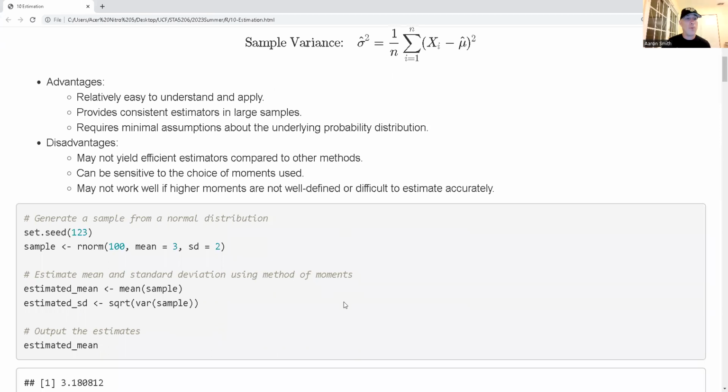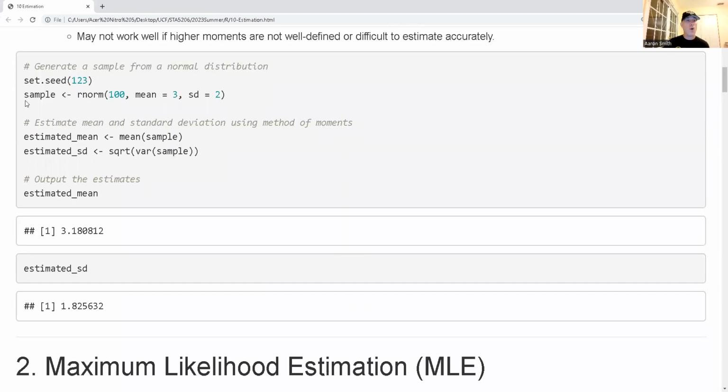All right, so let's run through an example. So here I'm using R code. Here I'm setting the seed so I can repeat what we've got. I'm generating a sample of observed data. Here I'm taking just the mean, and here I'm taking the variance and then square root to get the standard deviation. I could just have used the SD function, but because I used variance as a second moment up above, I want to emphasize variance here. And so here, this is my estimated mean, and here's my estimated standard deviation.